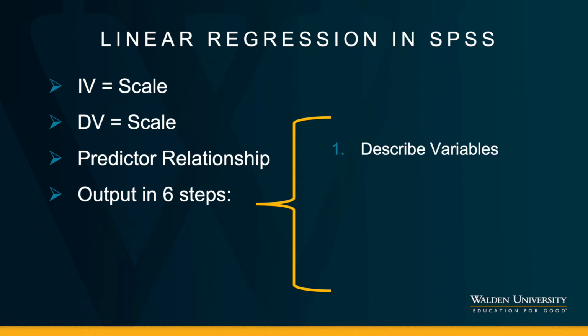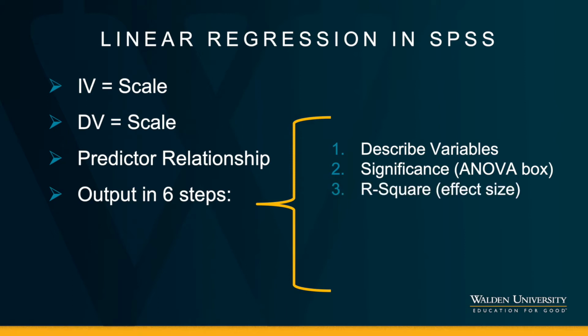We will describe the variables to share with our reader how our variables are acting in that sample data set. We will evaluate our null hypothesis with the p-value, the significance that is listed in the ANOVA result box. We will then interpret the effect size should we find significance. The effect size for regression is called R². We will then evaluate each variable individually for a sig and unstandardized beta.